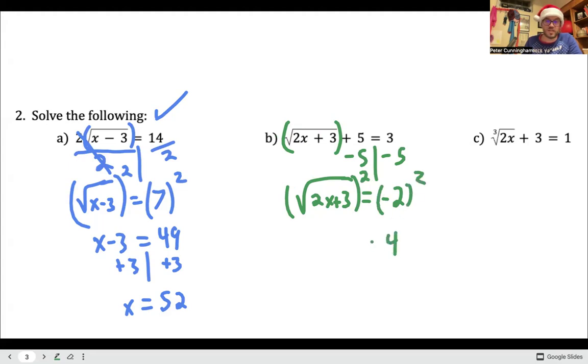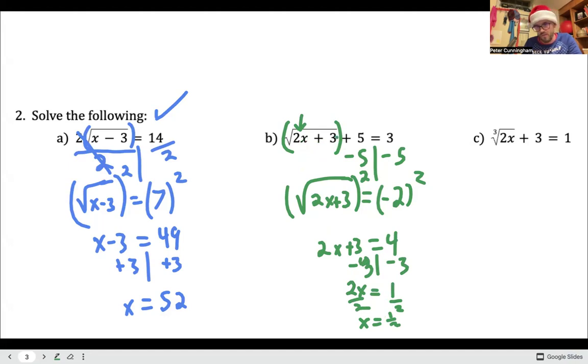And you get 4. Yes, you have to be smarter than your calculator here. 2x plus 3 equals 4, not negative 4. Take 3 away from each side. 2x equals 1. Divide both sides by 2. X equals 1/2, or does it? What's 1/2 times 2? Look, I'm putting that in here. 2 times 1/2 is 1. 1 plus 3 is 4.